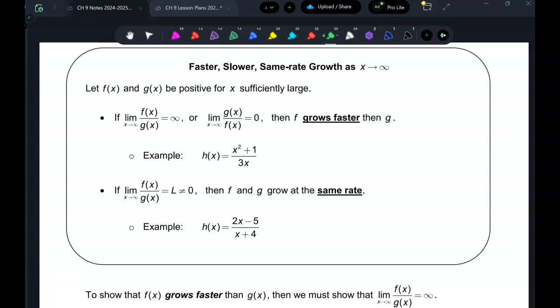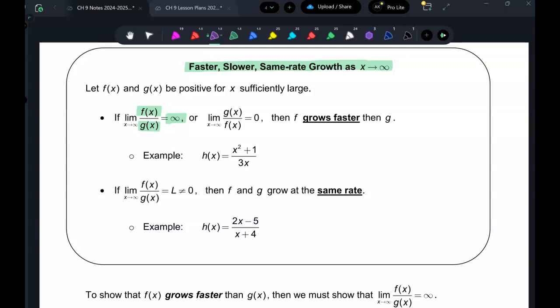Okay, so we're talking about functions, which ones grow faster, slower, or the same rate as x approaches infinity. So basically, we're just going to compare the two functions. If the numerator over the denominator gives us infinity, then f grows faster than g. And we're talking about rates. So for example, take something linear versus something exponential. Which one grows faster? The exponential. Okay, so those are the kinds of examples that we can look at.